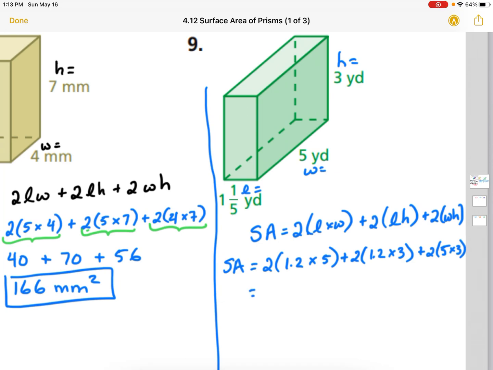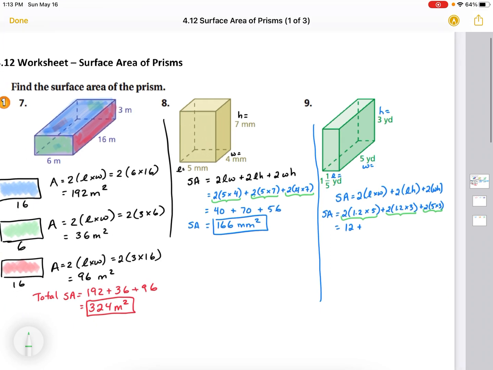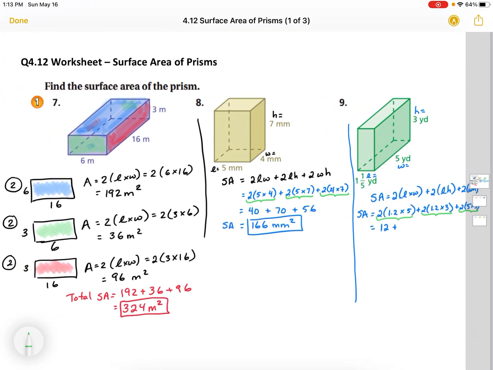Okay, and I think we'll all fit in. So 2 times 1.2 times 5 is 12. And again, just remember, you want to do these separately and then add them up in the last step. So each of those little separate ones is what I was doing in the first one. I've just broken it out.